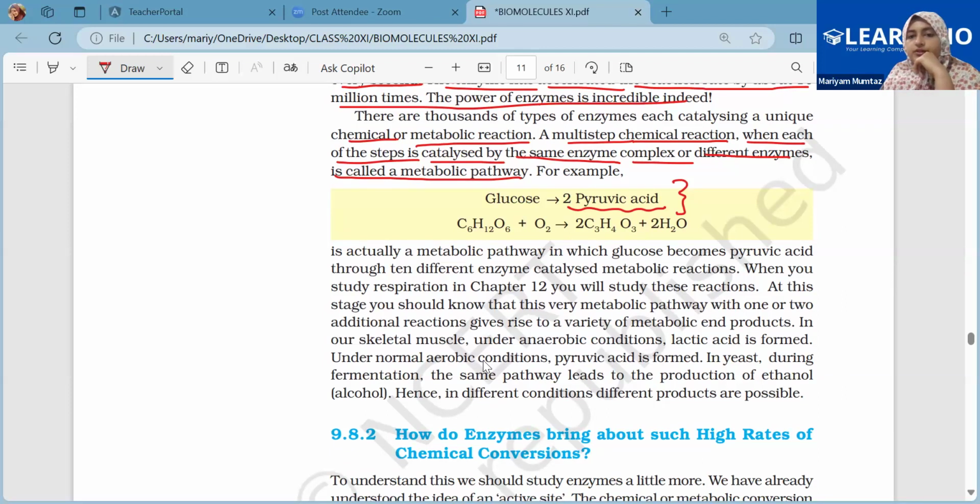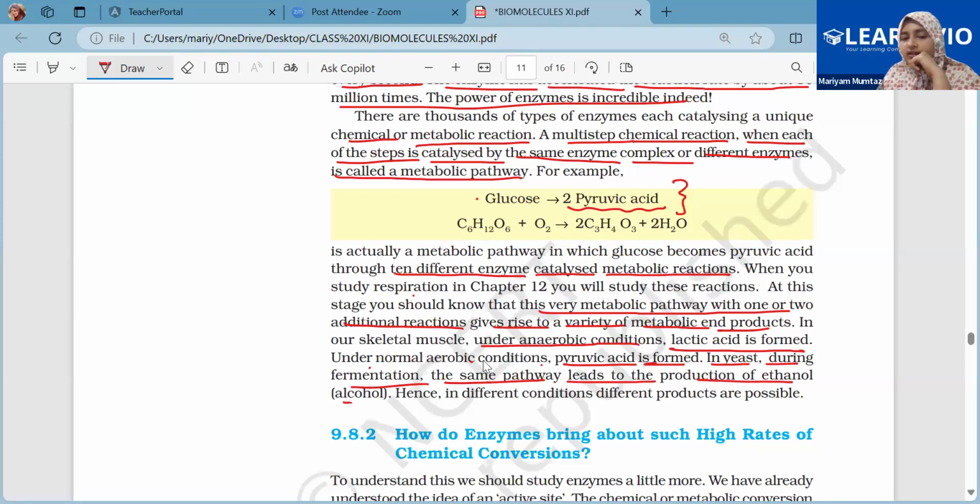So this conversion of glucose into two molecules of pyruvic acid is a metabolic pathway that happens through 10 different enzyme catalyzed metabolic reactions. It is the stepwise breakdown of glucose into two molecules of pyruvic acid. When you study respiration, you'll know about it. Now, at this stage, you should know that this very metabolic pathway with one or two additional reactions gives rise to a variety of metabolic end products. In our skeletal muscle, under anaerobic condition, lactic acid is formed. Under normal aerobic condition, pyruvic acid is formed. In yeast, during fermentation, the same pathway leads to the production of ethanol, that is alcohol. Hence, in different conditions, different products are possible.